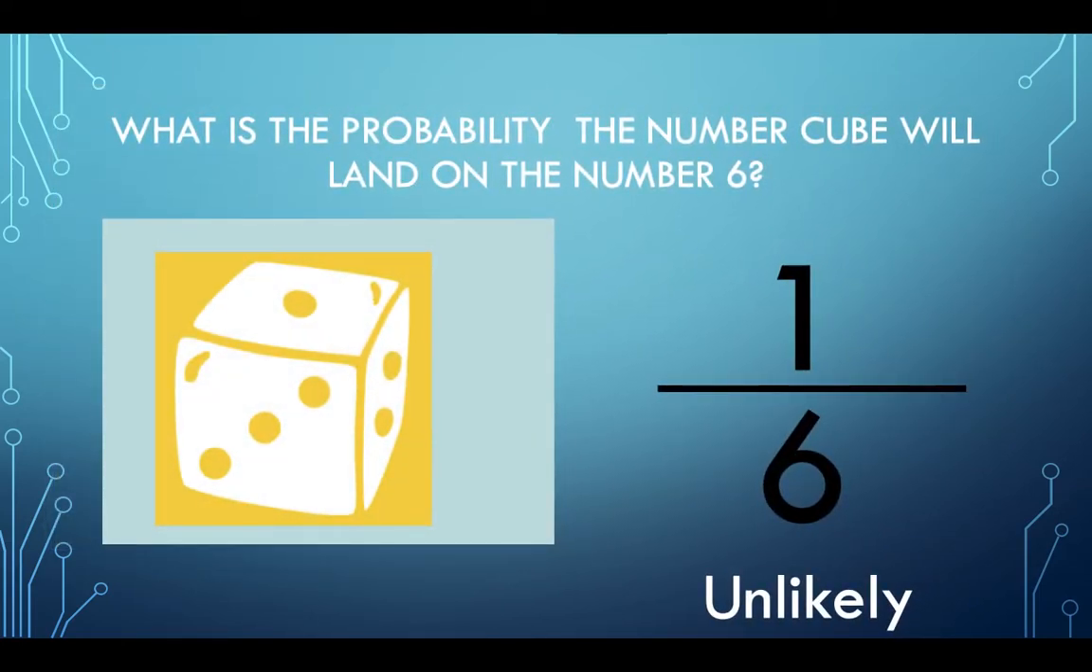Number cube again, what's the probability the number cube will land on the number 6? Again, you have 1, 2, 3, 4, 5, and 6. You have one number 6, but you still have 6 chances altogether. So your terminology for this would still be unlikely.